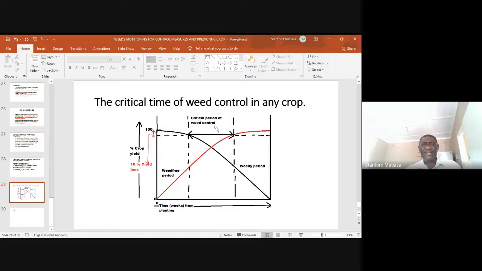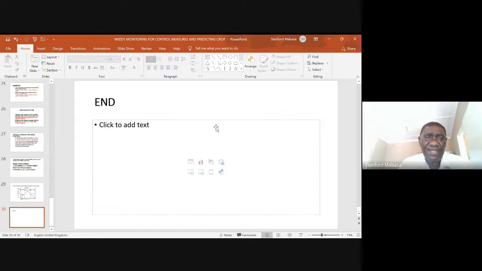So as far as the weeds are concerned, weed density, leaf area, or relative cover is very important to assess crop yields. But also the time when these weeds are being removed during the life cycle of the crop is equally important. So this is the end of this lecture. I will have to stop sharing.